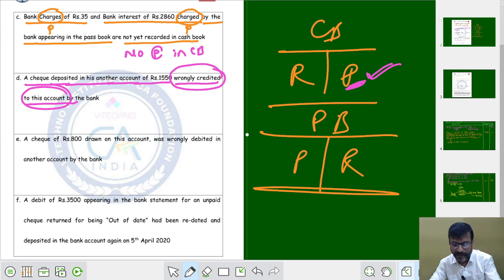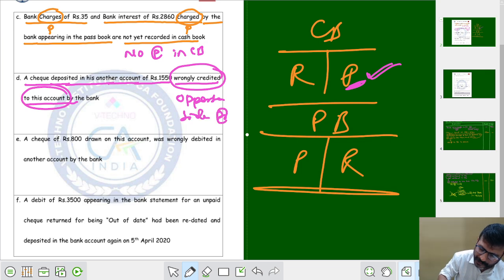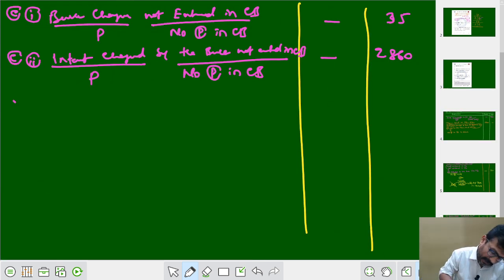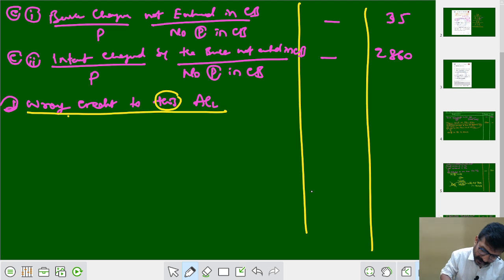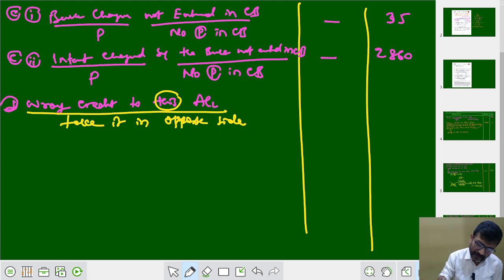Wrong credited to this account means we have to take it in what side? We have to take it in the opposite side. Opposite side means where we have to take? We have to take it in the debit side. So now the transaction is point number D. Wrong credit to this account. See my dear kids, when it is wrong credit to this account, take it in opposite side. Opposite side means the debit side, with an amount of rupees 1550.